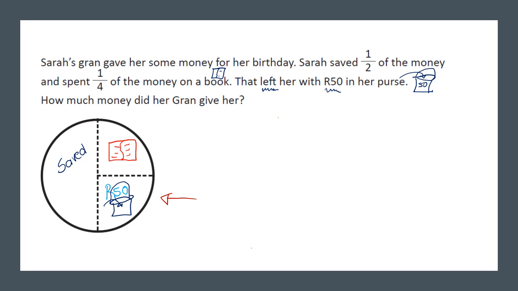how much is the other quarter? This book would also then be 50 rand, isn't it? And she saved half the money the gran gave her. So if 50 rand she was left with and 50 rand she spent on a book, that was half the money. How much is the other half of the money? It's 100 rand. So Sarah's gran gave her 200 rand.